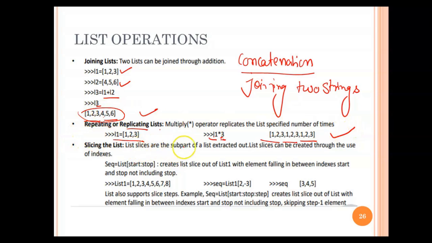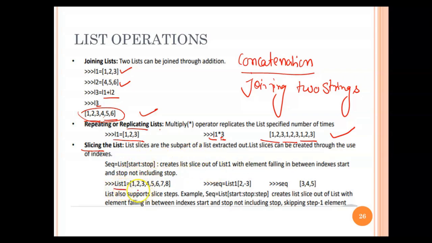Second is slicing the list. List slices are the sub part of a list extracted out. List slices can be created through the use of indexes. So slicing is the same, you can fetch a part of a list. That is called list slicing. How can we do that? With the help of the start and the stop position, and even the step value also you can provide. So let us check how it is working.